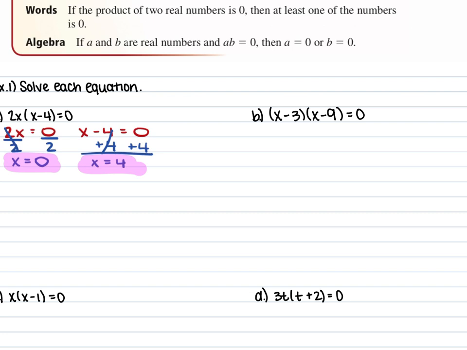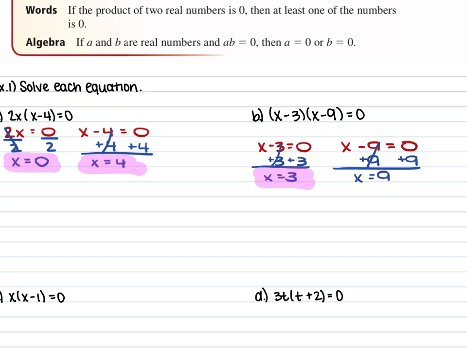For example B, we have x minus 3 times x minus 9 is equal to 0. So again, we're just going to set each part equal to 0. So x minus 3 is equal to 0, as well as x minus 9 is equal to 0. In order to solve the x minus 3 is equal to 0, we're going to add the 3 to both sides, and we get that x is equal to 3. In order to solve the x minus 9 is equal to 0, we add 9 to both sides, and we get that x is equal to 9. So you have two solutions here. Once again, x is equal to 3, x is equal to 9.